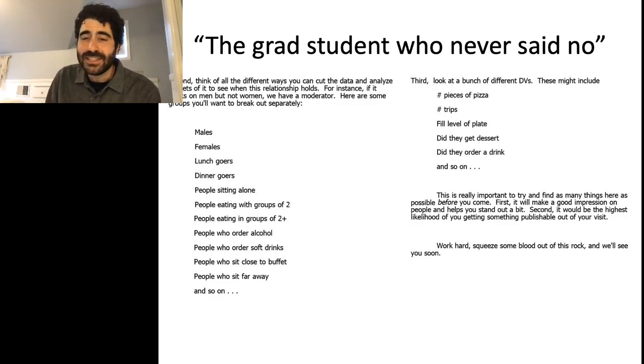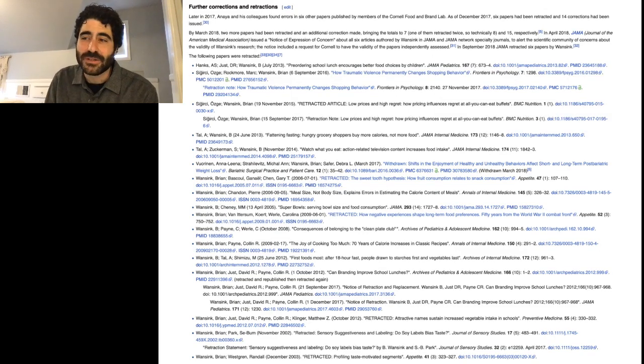And then, there's also in these emails, you can definitely see the pressure that people in the lab are under to try to produce positive results, right? Says things like, it's important for you to try as many things as possible before you come. It'll make a good impression. You'll get something publishable. Work hard and squeeze some blood out of this rock. So in the fallout from this, a very large number of papers from this lab were retracted. I think this is actually even an outdated list of how many things were retracted.